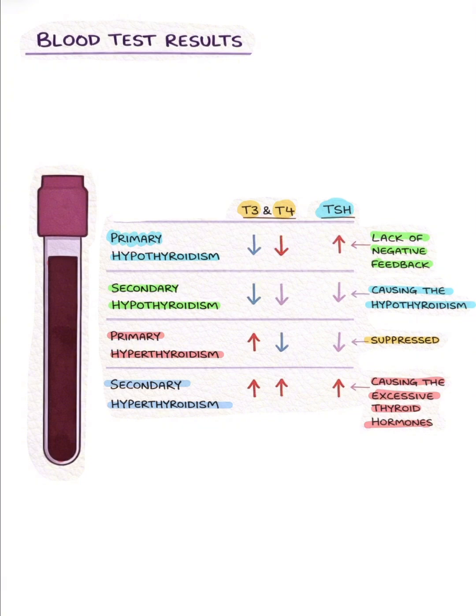This slide is really important for exams. Primary hypothyroidism: low T3 and T4, high TSH. Secondary hypothyroidism: low T3, T4, and TSH. Primary hyperthyroidism: high T3 and T4, low TSH. Secondary hyperthyroidism: all levels are high.